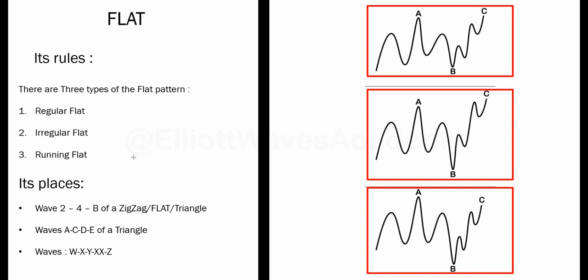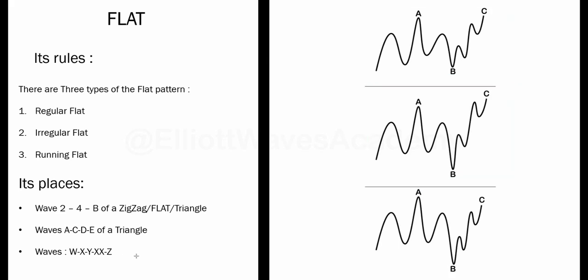Well, we can see this pattern in wave 2 and wave 4, wave B of a zigzag pattern, or flat, or triangle pattern. We can find it in waves A and C and D and E from a triangle pattern. Also in wave W, or X, or Y, or XX, or Z.